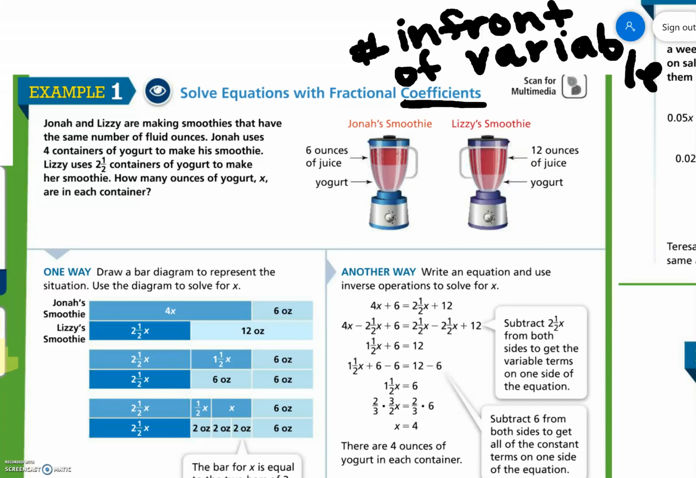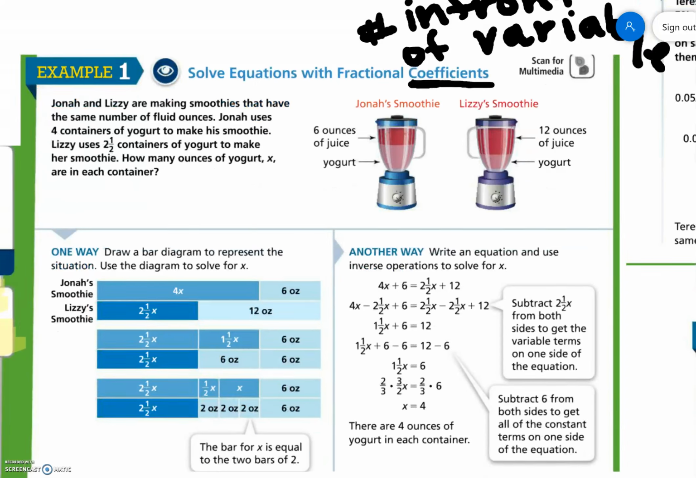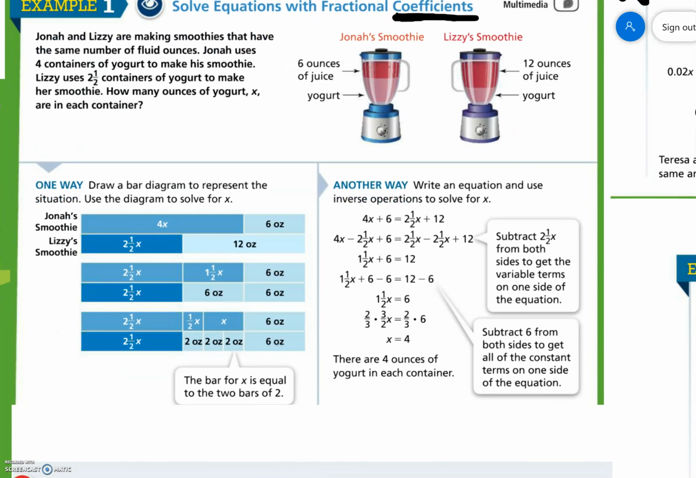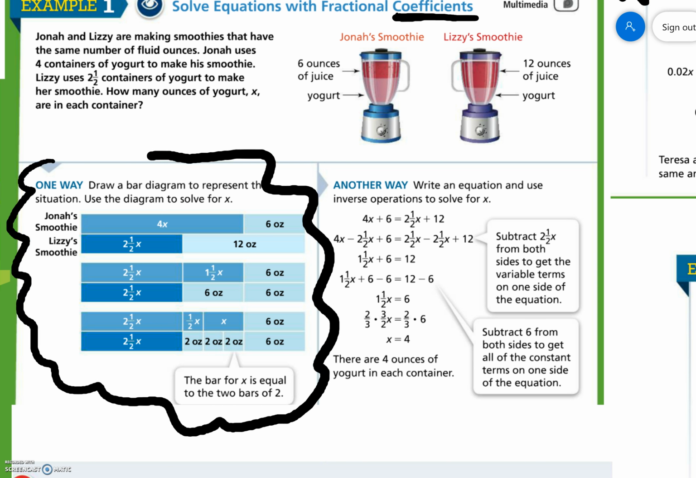So Jonah and Lizzie are making smoothies that have the same number of fluid ounces. Jonah uses 4 containers of yogurt to make a smoothie. Lizzie uses 2.5 containers of yogurt to make her smoothie. How many ounces of yogurt X are in each container? So one way to do it is to use a bar diagram to represent the situation. So we see that Jonah's smoothie is 4X. Lizzie's smoothie is 2.5X. With 6 ounces of juice added and 12 ounces of juice added.